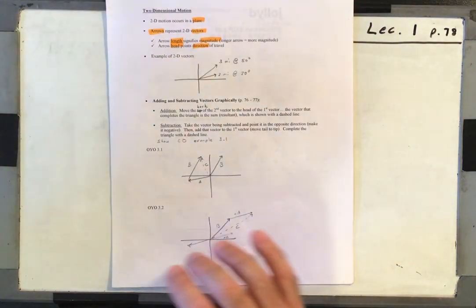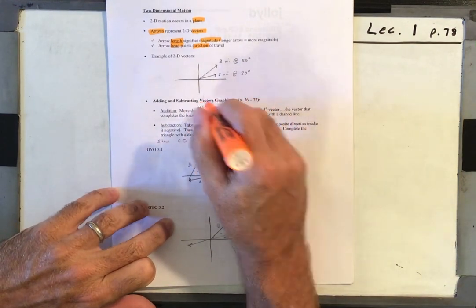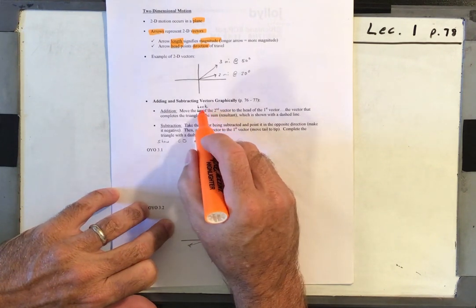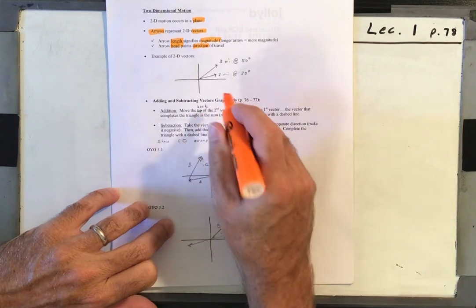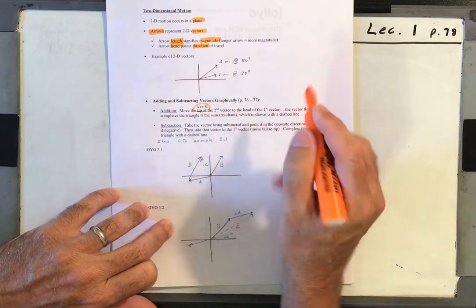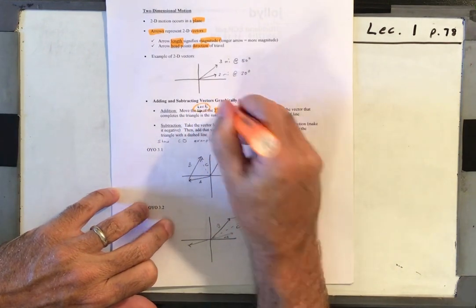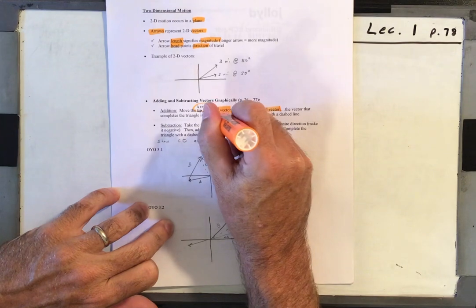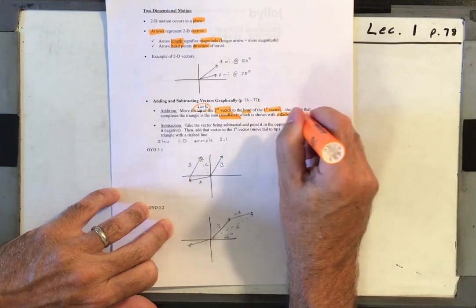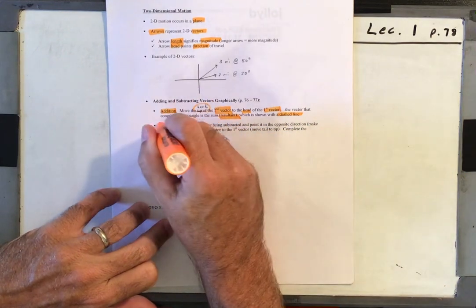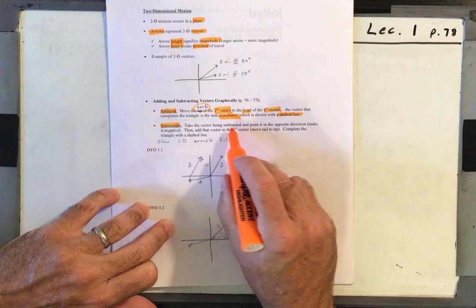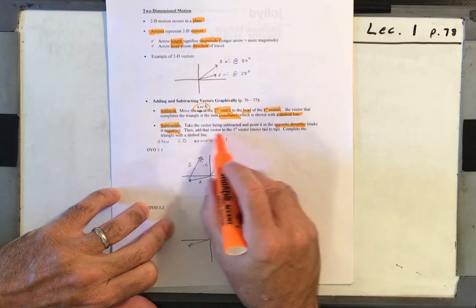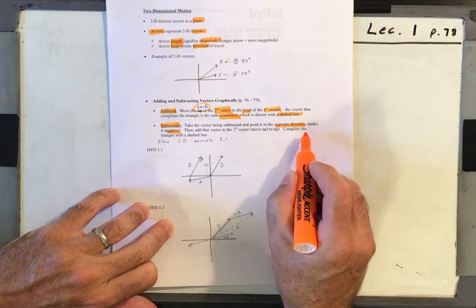So with vector addition, we're going to move the back of the second vector to the head, the arrowhead, of the first vector. And the vector that completes the triangle is the sum, or what we call the resultant, and it is shown with a dashed line. That's for addition. Now for subtraction, we're going to take the vector being subtracted and point it in the opposite direction. That makes it negative. And then we add the first vector to the second vector and complete the triangle.